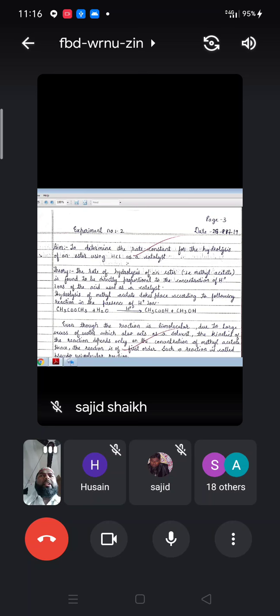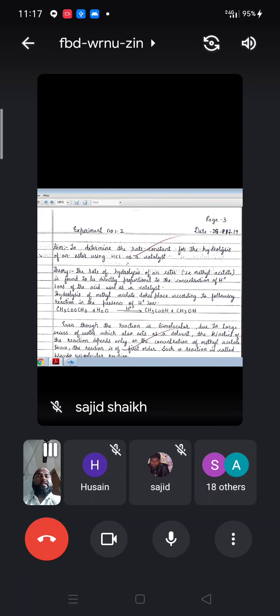Hydrolysis is nothing but the addition of water. Addition of water takes place across the ester. You know the ester is generally written as RCOOR. Here we have taken methyl acetate, that's why CH3COOCH3 is there. See, it is a very simple experiment. It is just chemical kinetics.